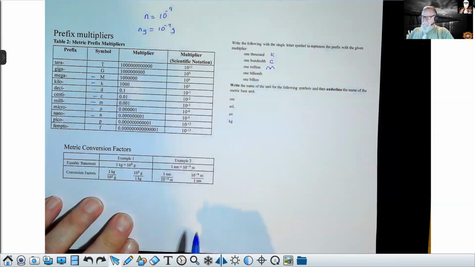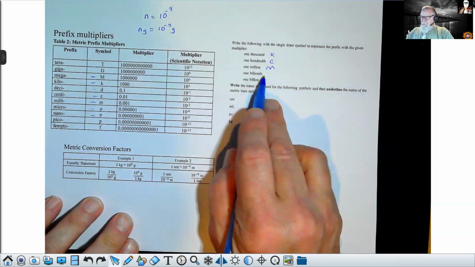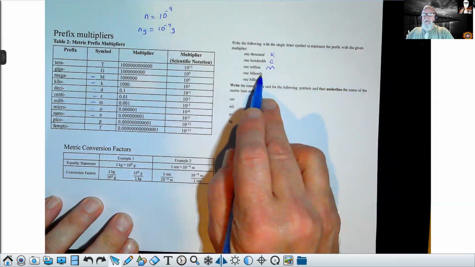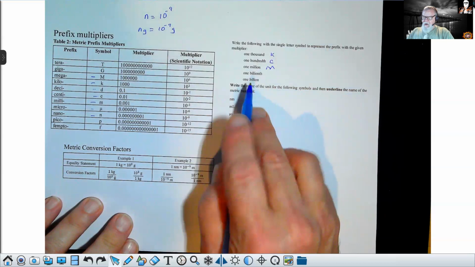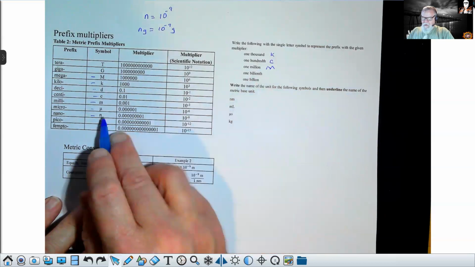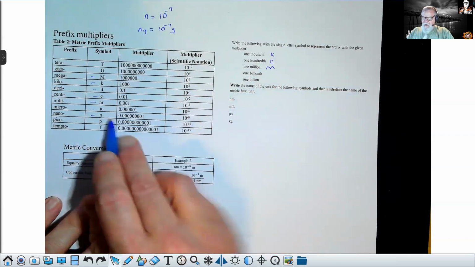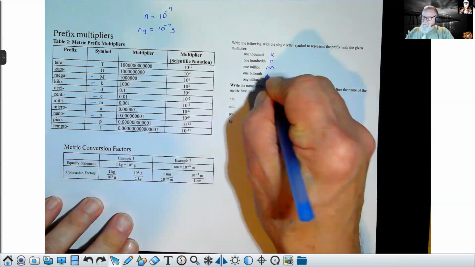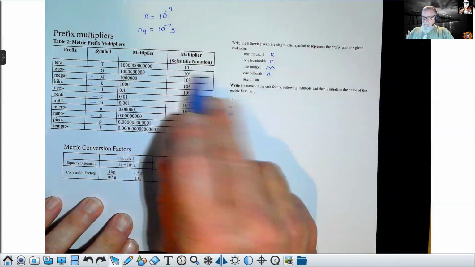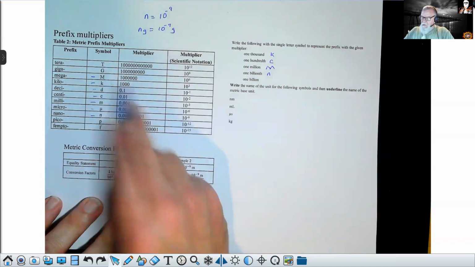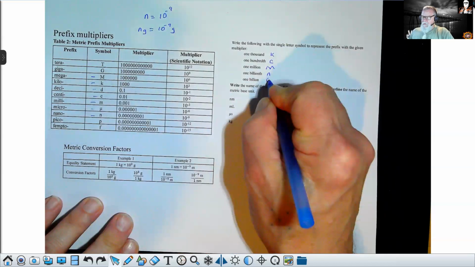capital M. 1 billionth. So with a th, that means that it's 1 divided by a billion, and a billion is 10 to the 9. So that means that it's going to be nano, 10 to the negative 9, nano. 1 billion means 10 to the positive 9, and that's going to be giga. So capital G. All right.